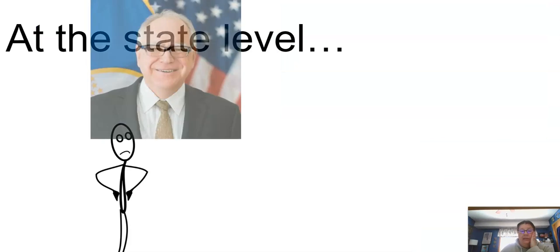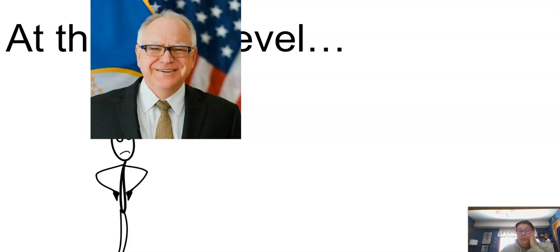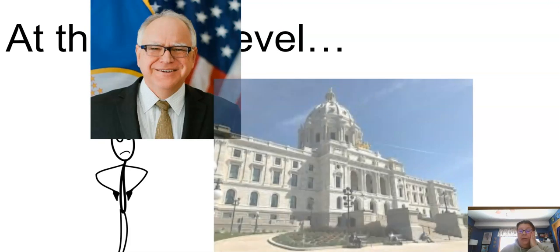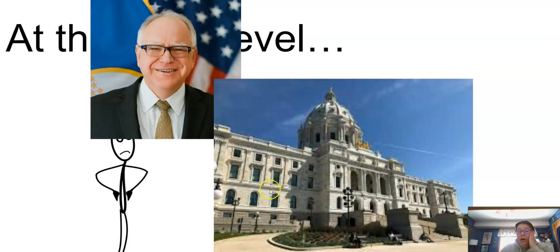What about the state level? Well, we know Governor Walz because he represents everybody in the state of Minnesota, but then you have 1 member of the Minnesota Senate and 1 member of the Minnesota House, and they are representing you on business related to Minnesota state laws. So now we've got president, 2 senators, a representative, the governor, a Minnesota representative, and a Minnesota senator. So there's 7.